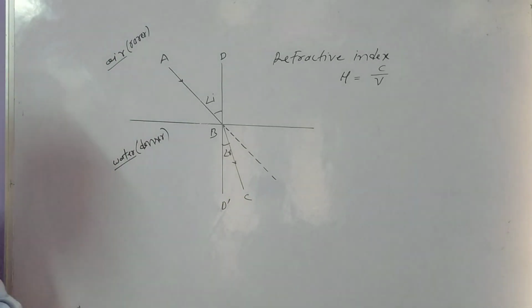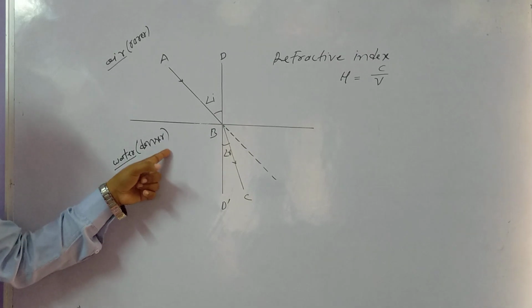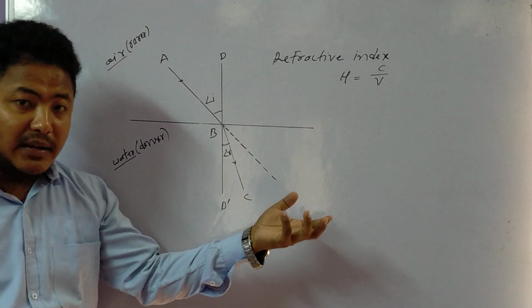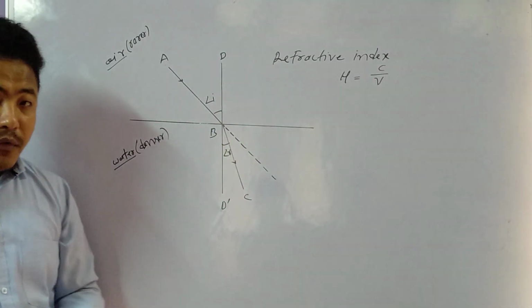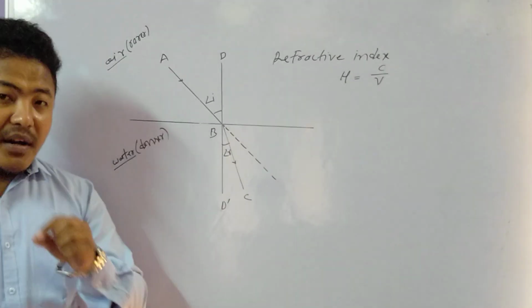Okay. Now as you can see, when light is traveling from rarer to denser, how can you say this? We know by practical experience, or if you calculate the mu of air and water, you will find who is denser and who is rarer.